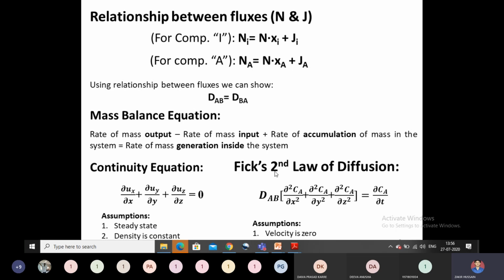Then Fick's second law of diffusion. Using this continuity equation, we have derived Fick's second law of diffusion from the respective fluxes and the relationship between fluxes. For this equation also, the basis is Fick's first law of diffusion and the relationship between fluxes. This one only.